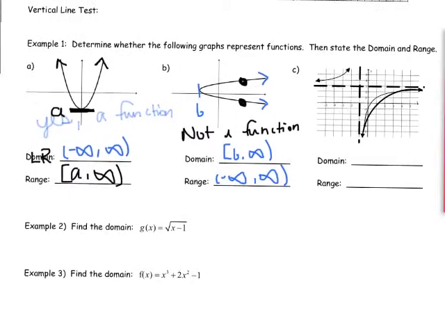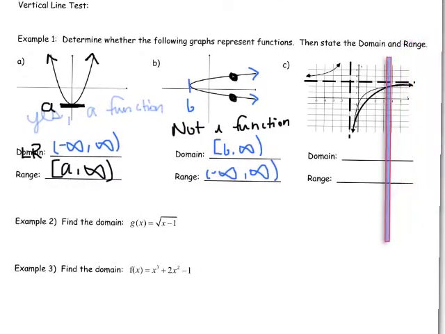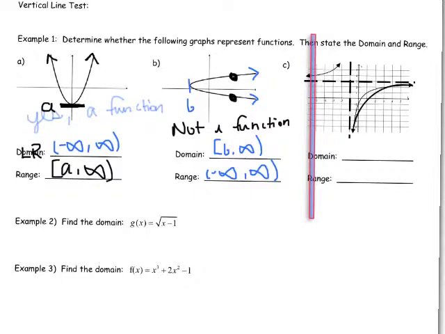All right, and question C. So here's my vertical line. That only touches one time right here, so that seems good. If I put that vertical line somewhere else, that's still okay. It only touches one time here. Now the questionable place is right here. But if you notice, that dotted line is there as well.